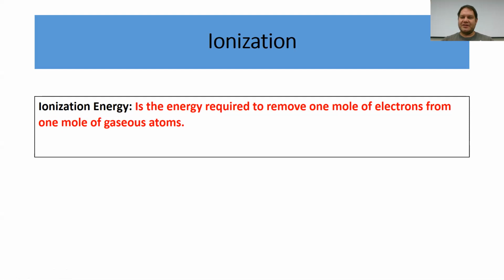Removing one electron from one atom, the ionization energy is super, super small. So we don't really focus on that. We focus on larger quantities of atoms, or electrons from atoms, okay? So there's our definition of ionization energy.